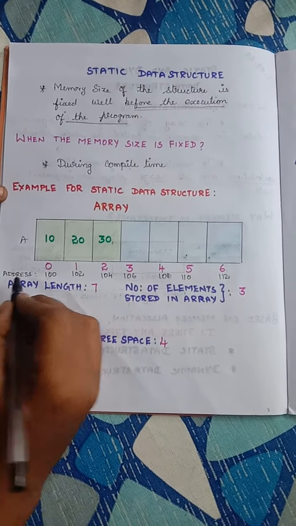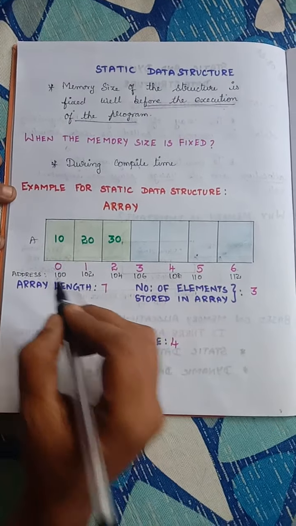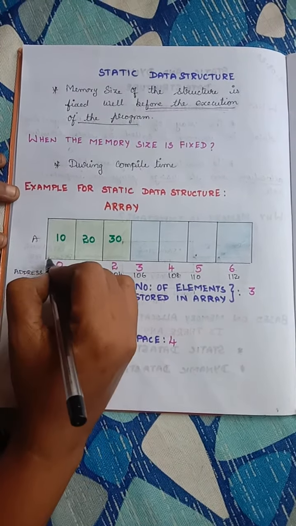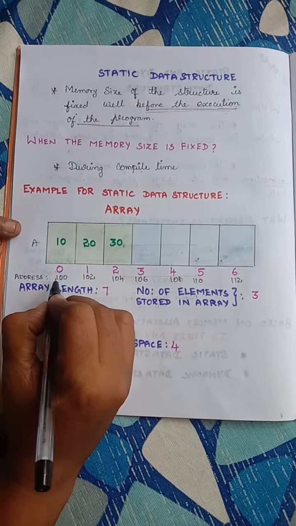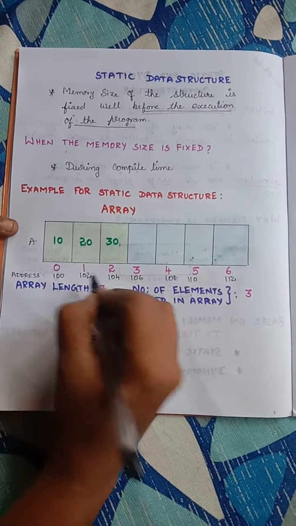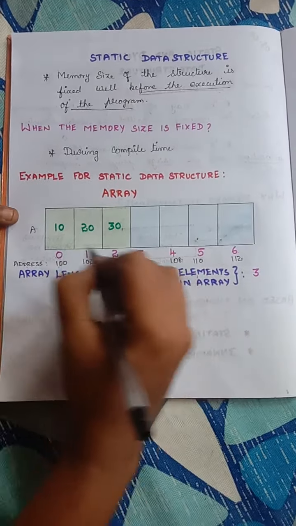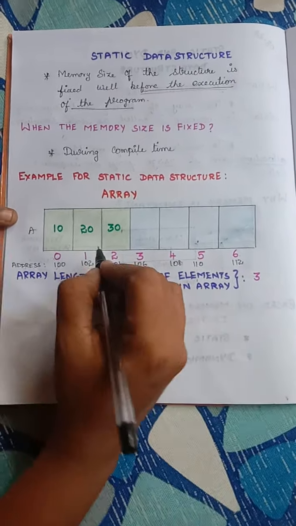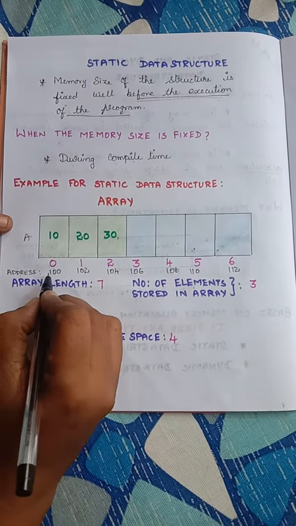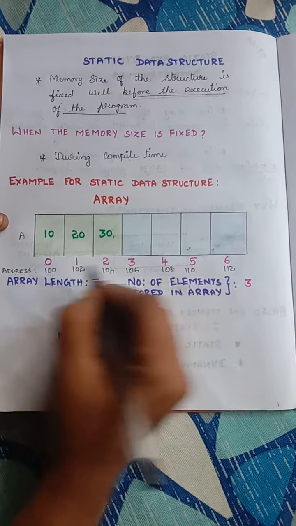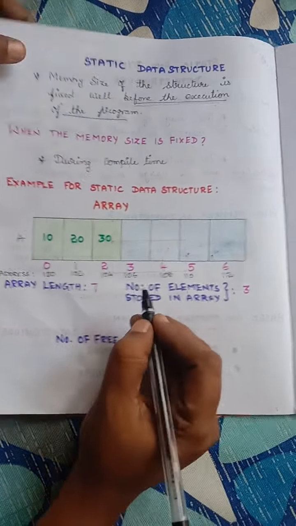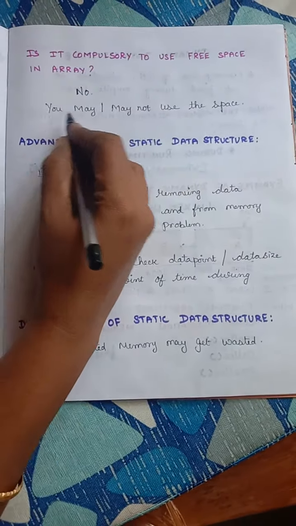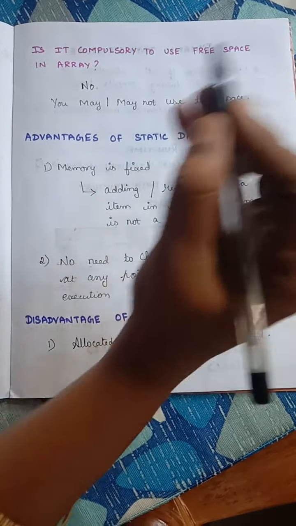And the addresses are here. Since this is an integer array, every array location takes 2 bytes. So that is why it is 100, 102, 104, 106, and like that it goes on. These addresses are consecutive in nature. So in static data structure, the memory spaces are contiguous in nature, or sequentially allotted. Is it compulsory to use the free space in the array? No. You may or may not use the space.